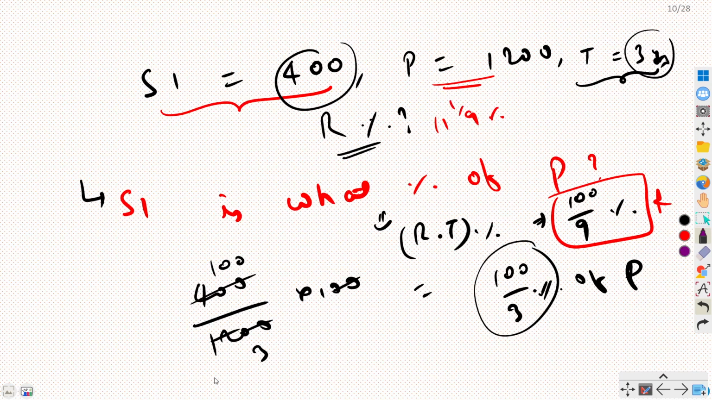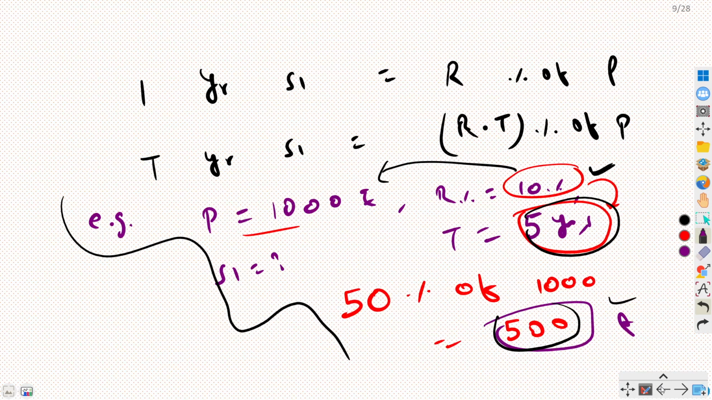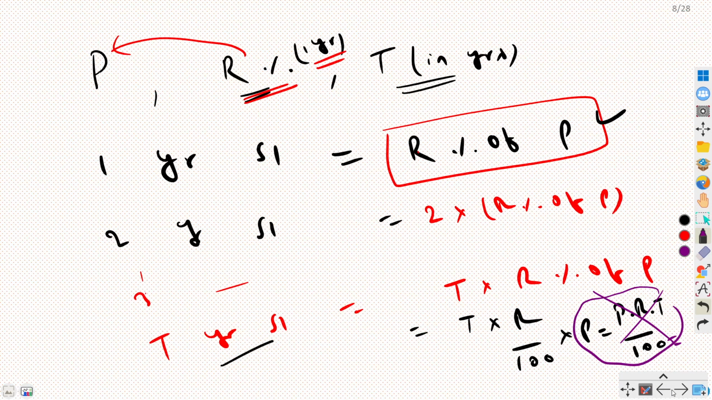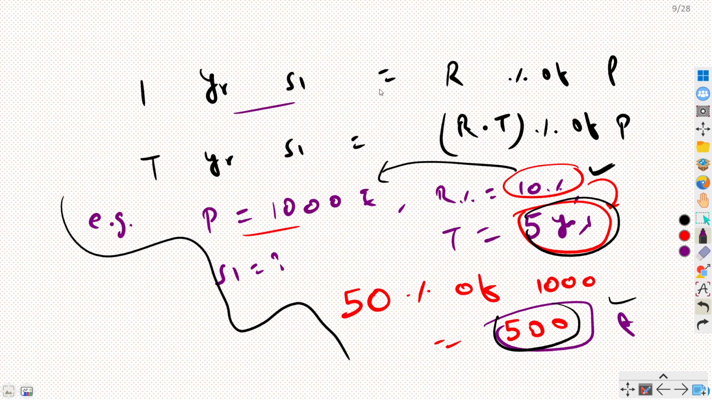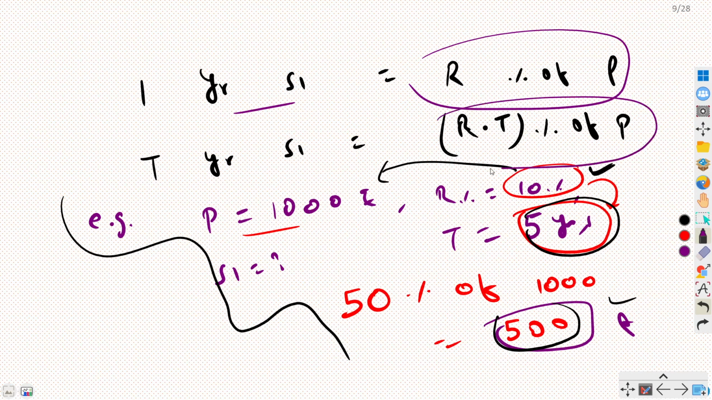So these are some approaches that you will use while solving all the questions. We will see lots of questions. First one is that we will never use that formula P into R into T by 100, because that is not logical, first thing. And second, it may be calculative in some questions. We will always use this approach, that 1 year SI is R percent of P. So for 3 years SI will be R into T percent of P.